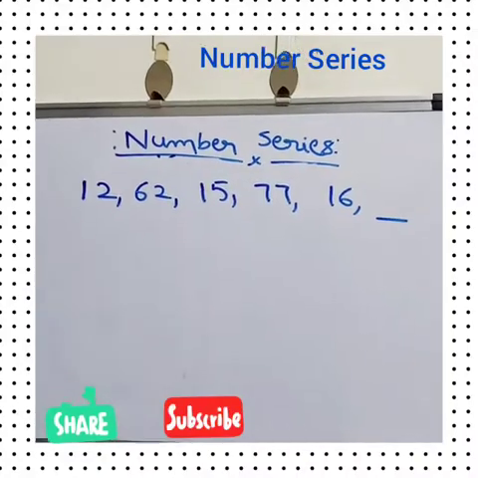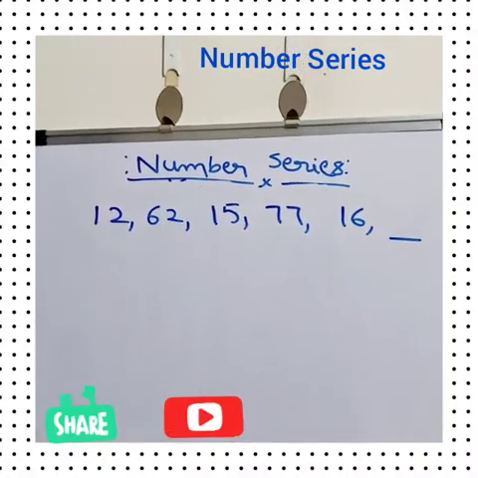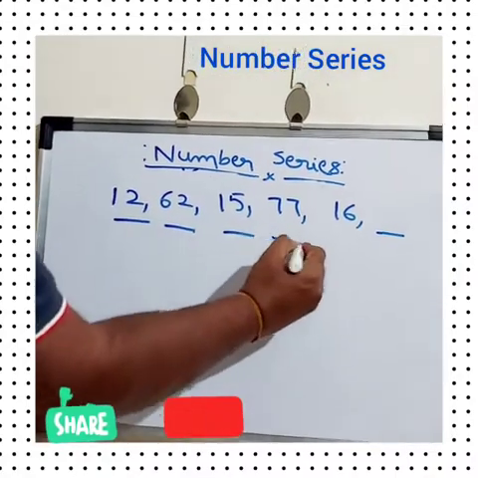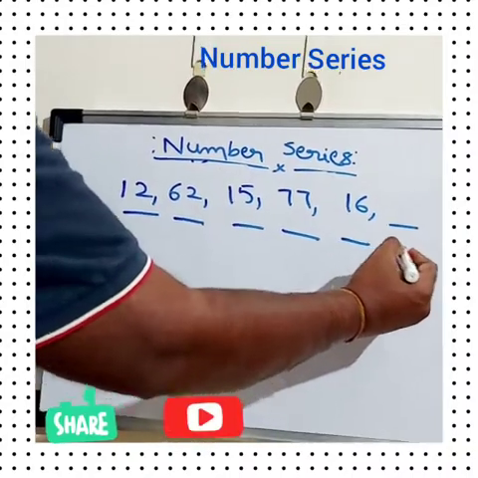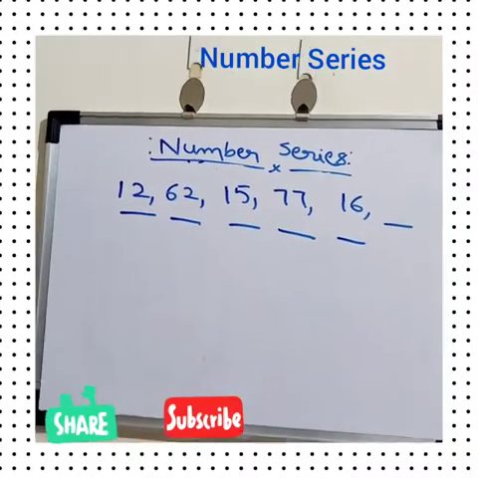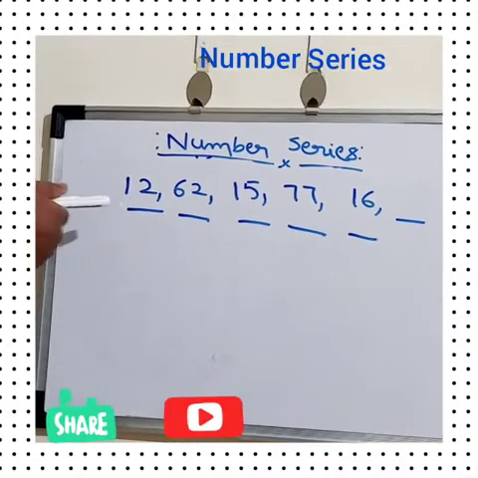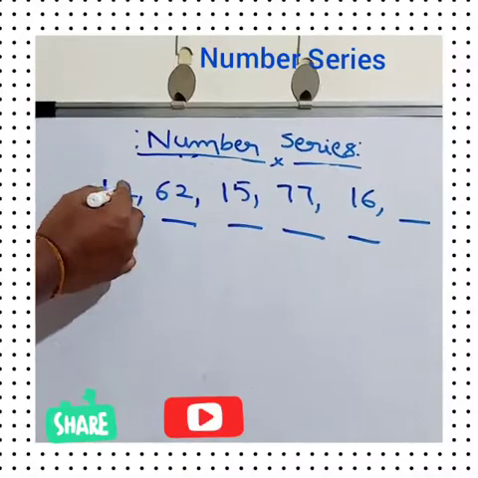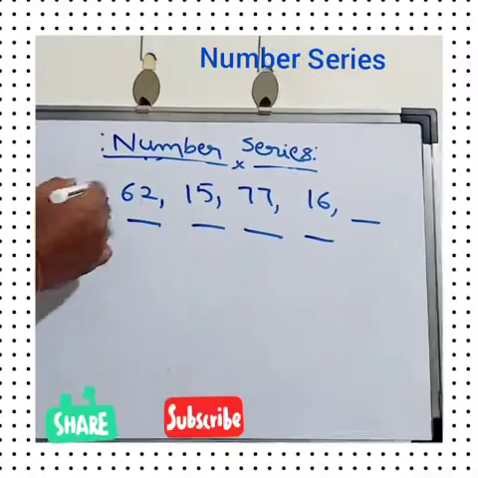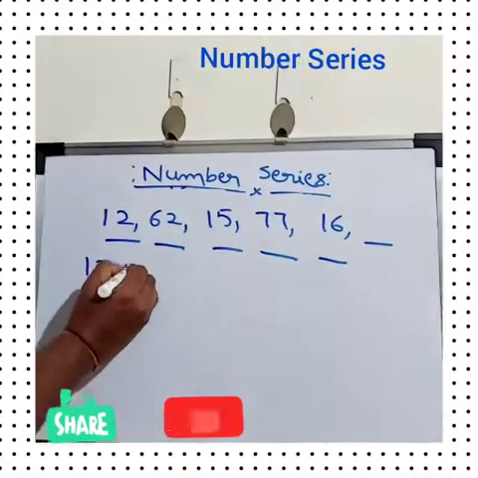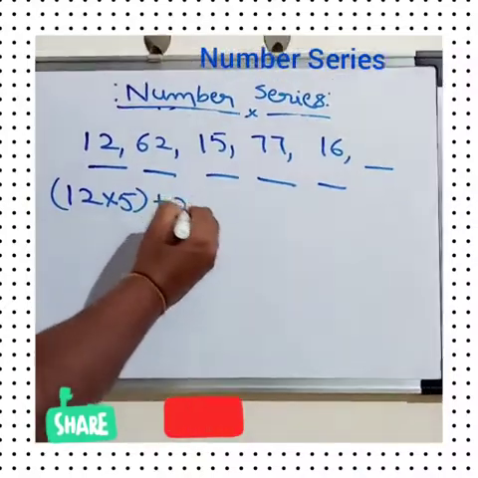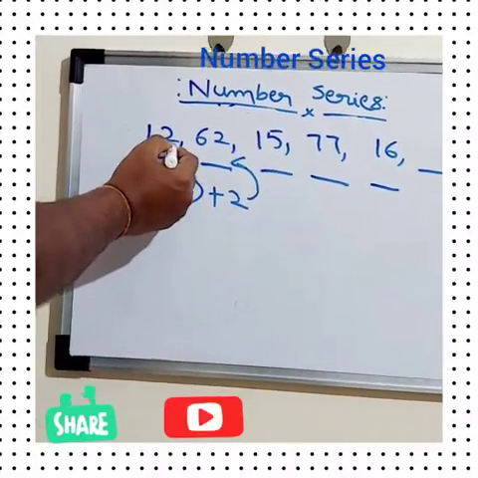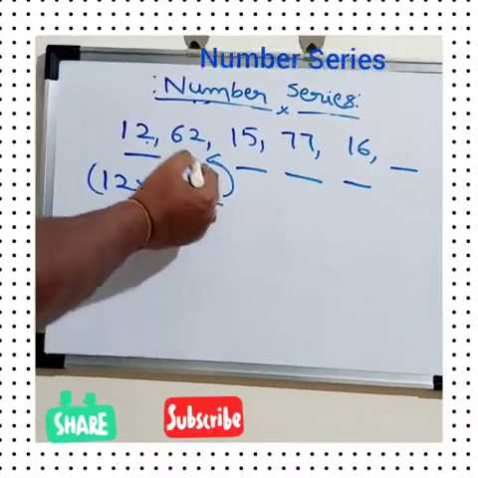Now we will see one more type of problem. Here the numbers are given as 12, 62, 15, 77 and 16, and we need to find the unknown number. Here we'll find the first combination, in which the nearest value in the 12 table for 60 is 12 fives, 60, plus 2, so it is 62. So the previous number is multiplied by 5, then we add 2, and we get this number.